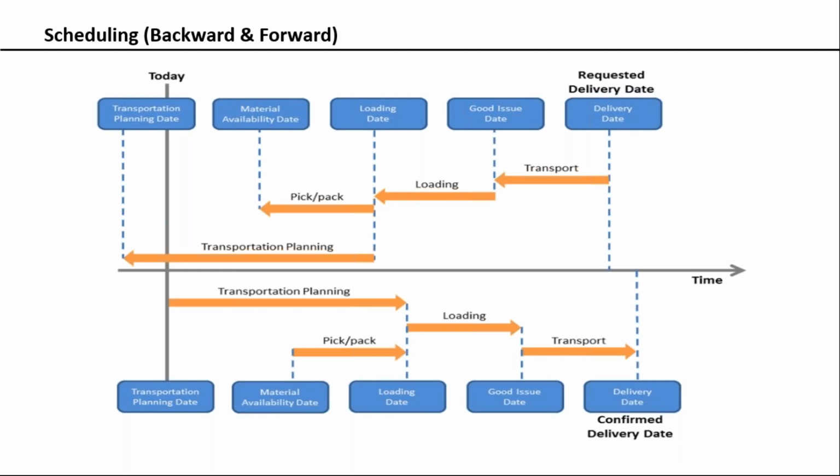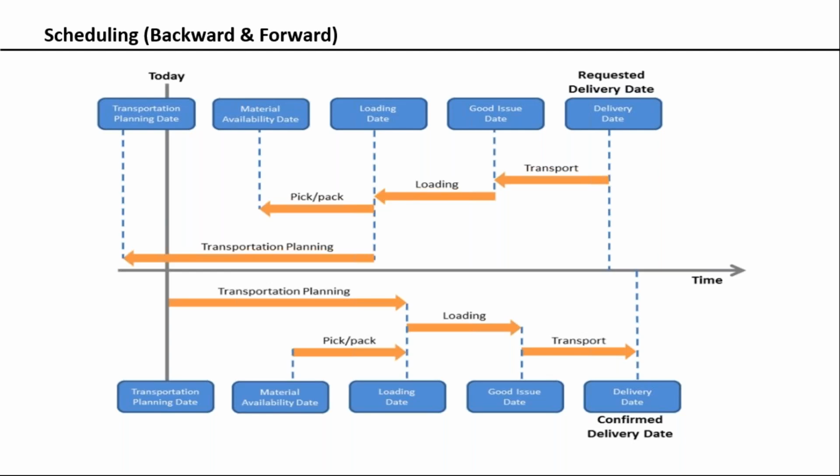Say for example, your transit time, pick pack time, and loading time will take 3 days. But your customer is requesting the product tomorrow. Your transit time itself is 2 days, right? Then you cannot ship to the customer tomorrow.